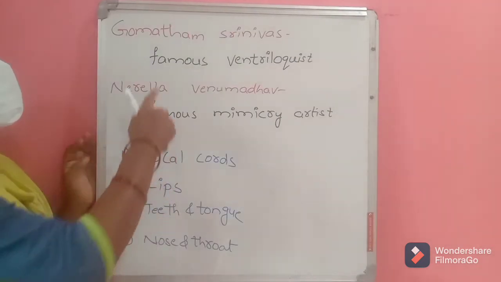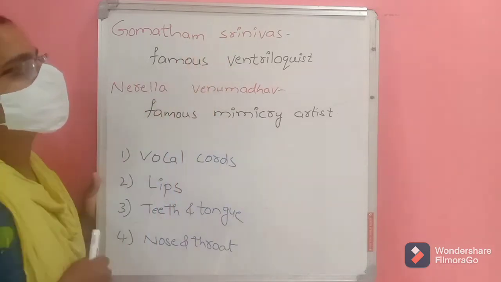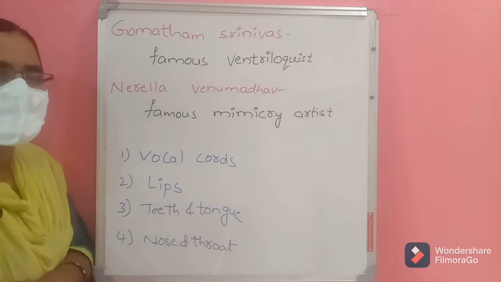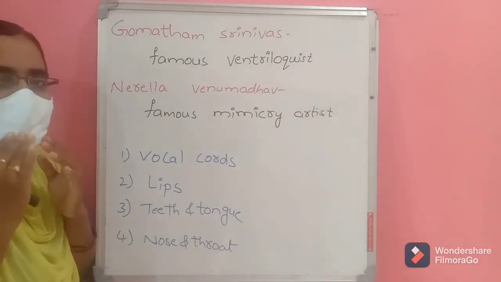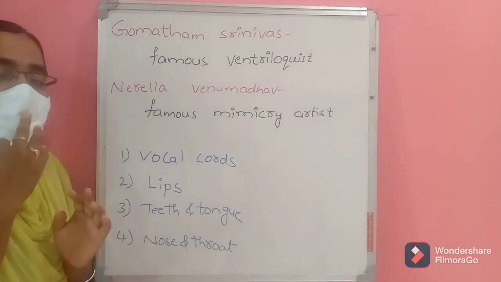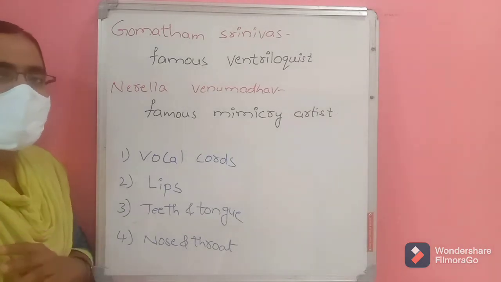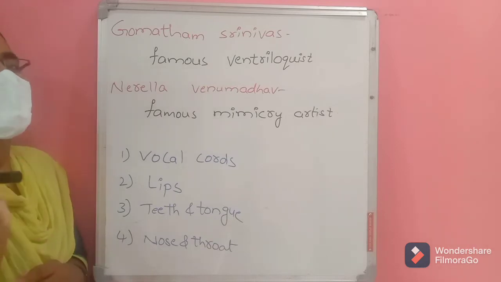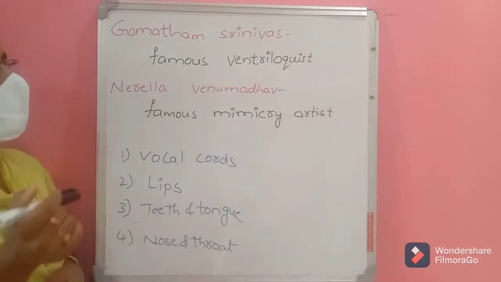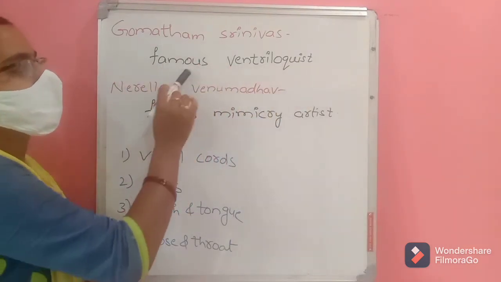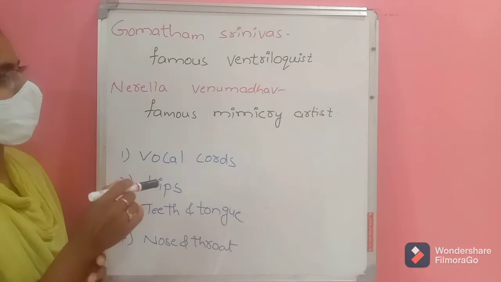Gomatam Srinivas is a famous ventriloquist. Ventriloquist means that by using a doll, without opening their lips, they talk: hi, how are you, what are you doing? They keep a doll in their hands and talk through that doll. That is ventriloquism. Gomatam Srinivas is from Warangal district.